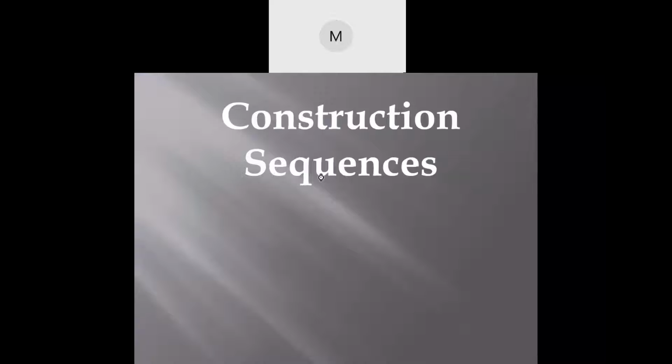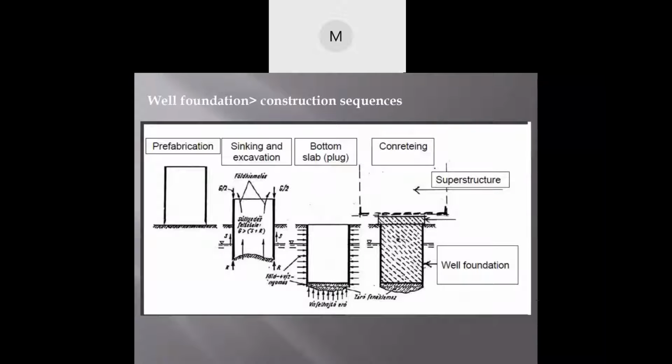So these are now construction sequences. First of all, the first stage is what? The first stage is prefabrication. That means a prefabricated structure is constructed. Then sinking and excavation. The sinking and excavation of the well is done on the basis of its self load. Then after that we have the bottom slab plug that I just discussed in the last class. There is a bottom plug, and after that we do the concreting above it. You put the well cap and then do all the necessary concreting. This is how the basic steps are.